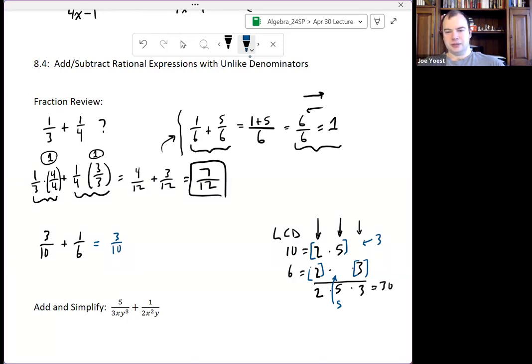So 3/10, I need to multiply by 3/3, so that the 10 in the denominator picks up that extra factor of 3. But then I also have the factor of 3 in the numerator for the 3/3, so that overall I don't change the value of the fraction. And then I have 1/6. 6 needs to pick up a factor of 5 to make 30. But again, I don't want to just multiply by 1/5 or something. That would change the value. I multiply by 5/5 to keep the same value.